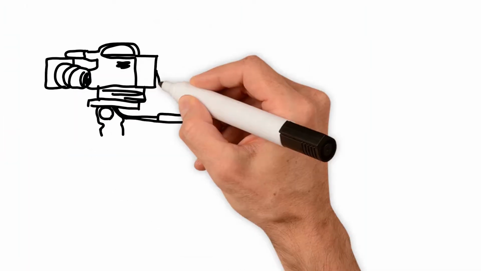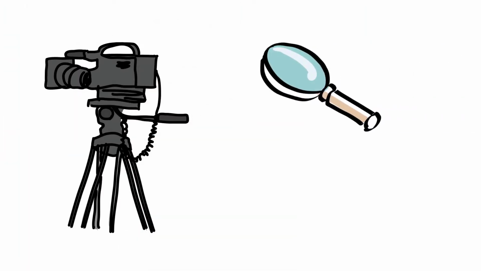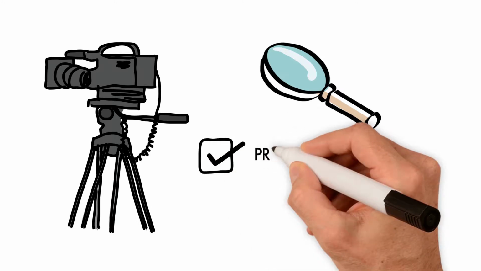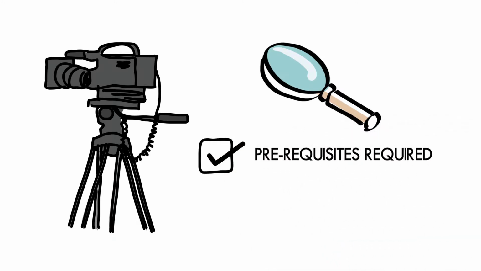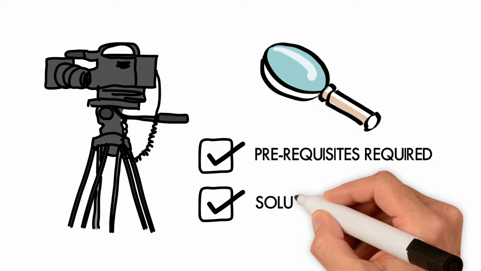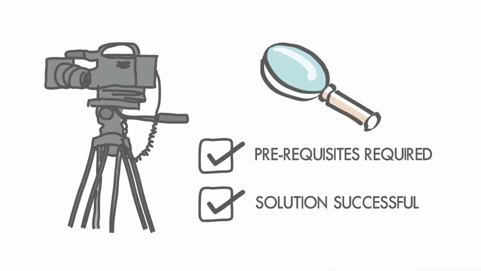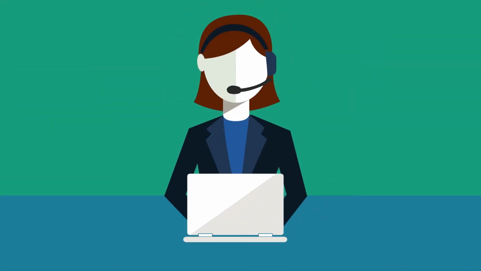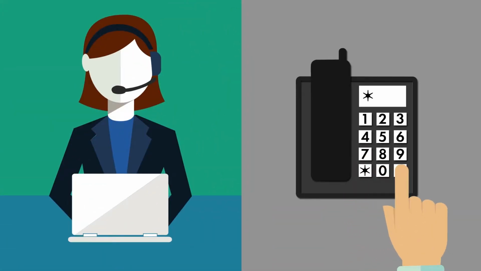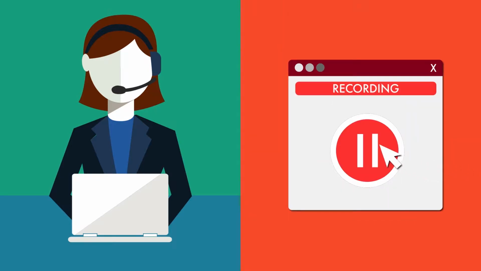This video will provide an overview of each method and highlight the prerequisites required in order for each solution to be implemented successfully. The manual methods require an agent to carry out an action, such as entering a stop code into their handset, or clicking an application that resides on the agent's desktop.